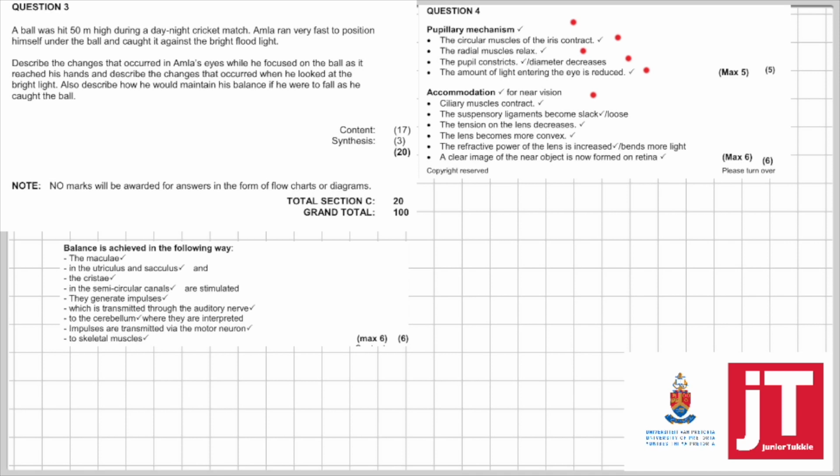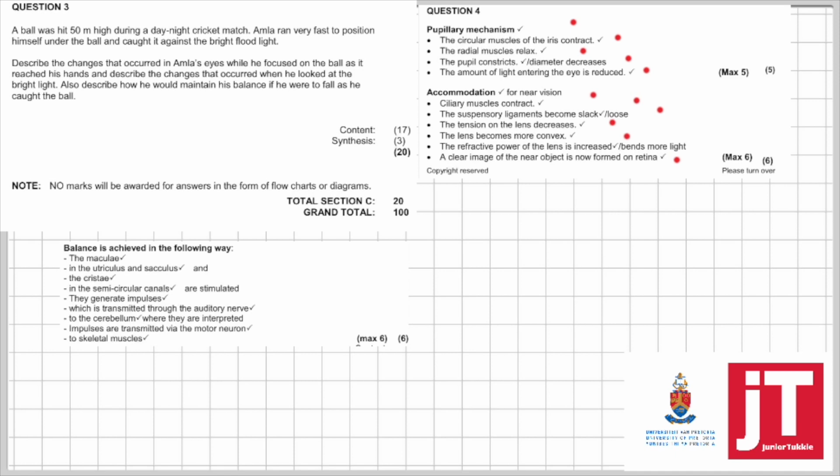Accommodation, right? He was focusing on the ball as it reached his hands, so that's near vision. So here, the ciliary muscle contracts. The suspensory ligaments become slackened or loosen. The tension on the lens decreases. The lens becomes more convex. The refractive power of the lens increases. And a clear image of the near object is focused on the retina.